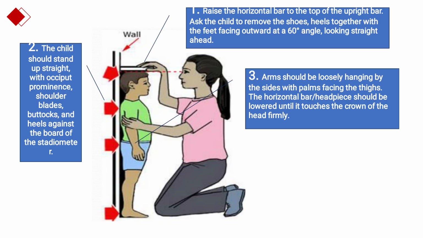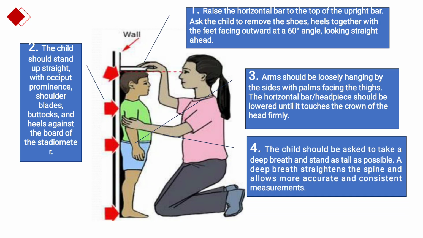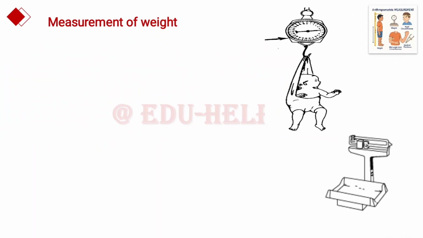The horizontal bar or the headpiece should be lowered until it touches the crown of the head firmly. And finally, the child should be asked to take a deep breath and stand as tall as possible. A deep breath straightens the spine and allows more accurate and consistent measurement of height. Now, measurement of weight.